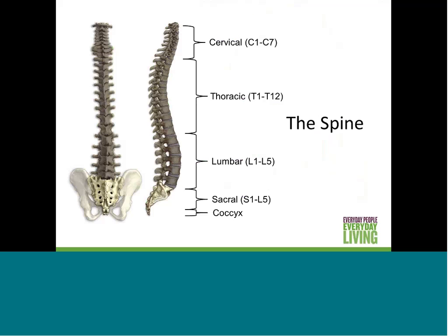So we'll start with the spine. We have 24 vertebrae all up, and in the picture you can see the natural curves of the spine. We have the cervical, C1 to C7. Thoracic, we have 12 vertebrae, lumbar is L1 to L5, our sacral, which is S1 to S5, and our coccyx as well.